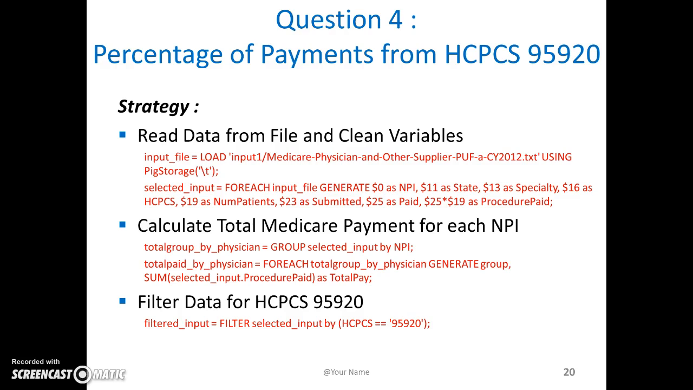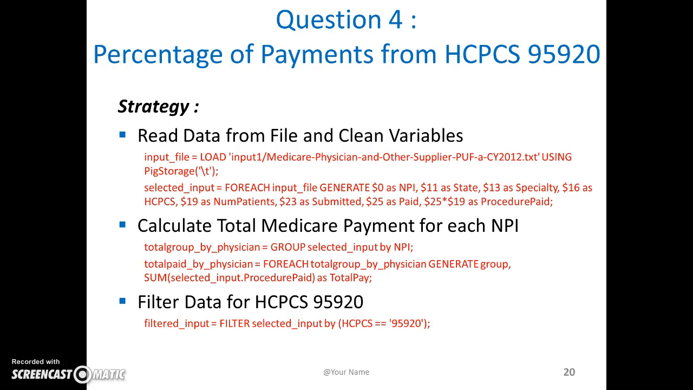The last question we have is, what percentage of a provider's payments come from 95920? The strategy is very simple. We're going to again read the data from the file and clean up our variables. For each provider, for each NPI, we're going to calculate the total payments for all of the codes.